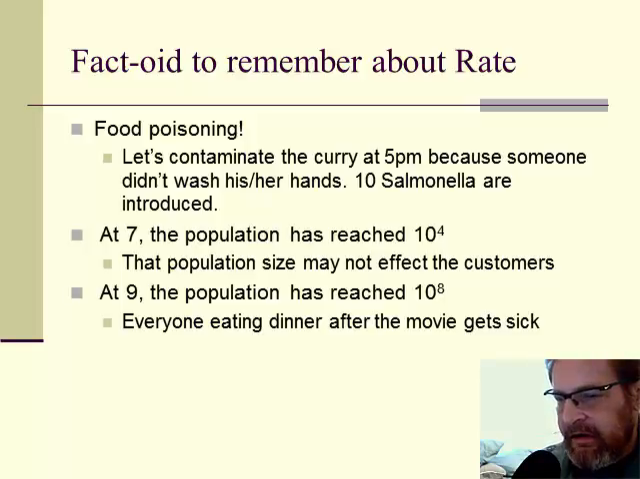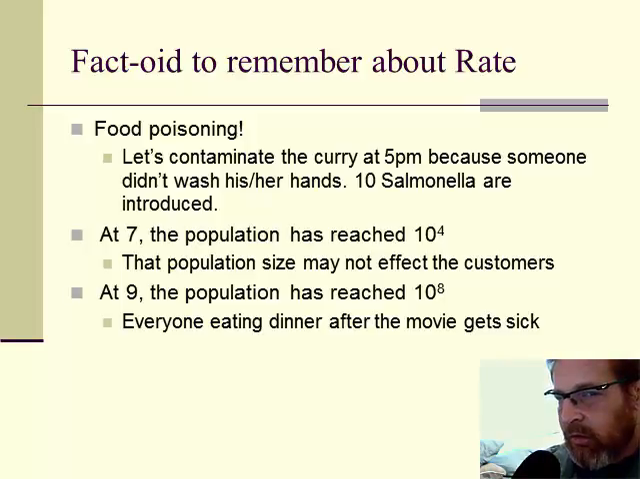Okay, so 2 hours after that, those 10 salmonella have now reached a population of 10 to the 4th cells per ml. And this population size won't really affect many, if any, of the customers. At 9 p.m., the population has reached 10 to the 8th. And in that case, everyone who's going to eat at 9 p.m. is going to get sick.